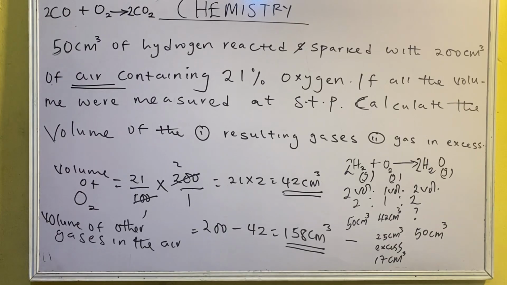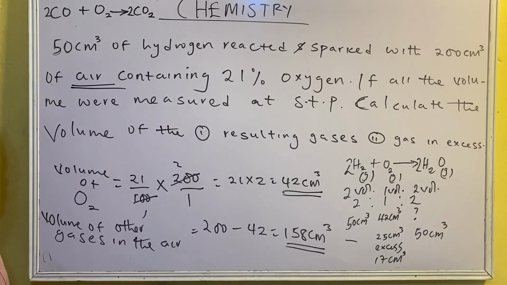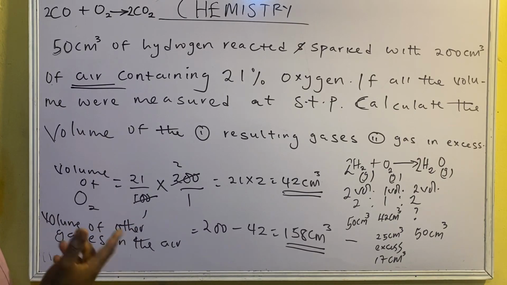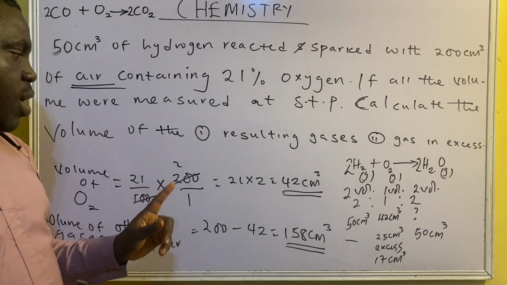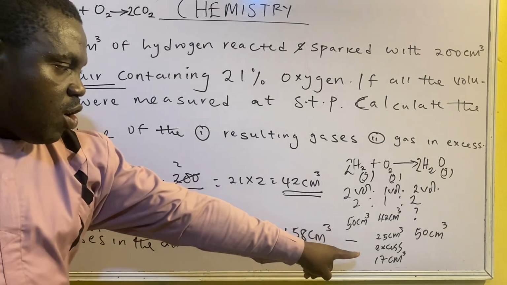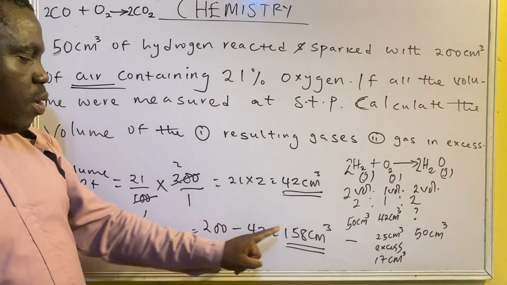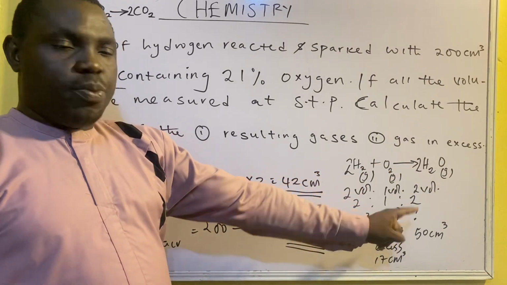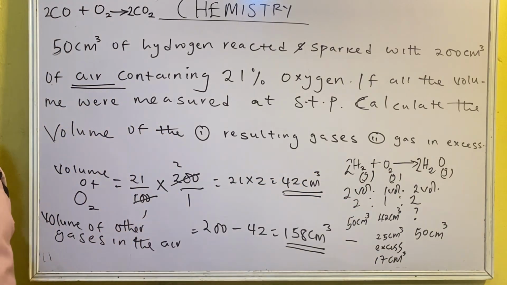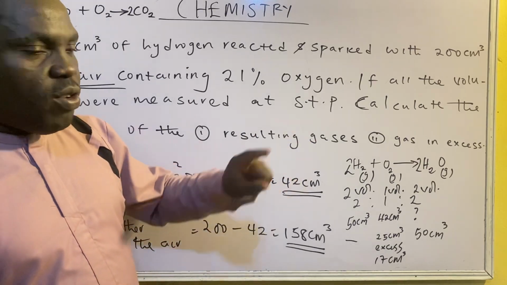Now the question says that we should find the volume of the resulting gas. How do you find the resulting gas? It is very simple. To find your resulting gas, you add, number one, the volume of the unreacted gas, 17. Add it to the volume of the other gases in the air, 2. And then the volume of the product that was formed, that's 3. And by the time you add everything, you would have gotten your resulting gas.